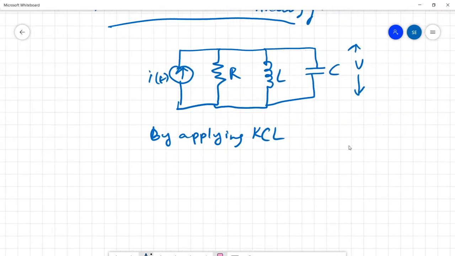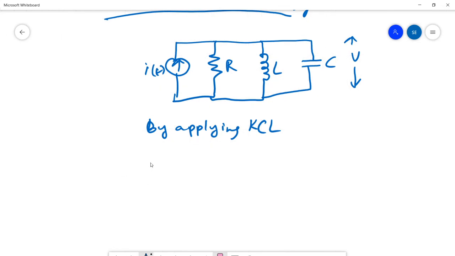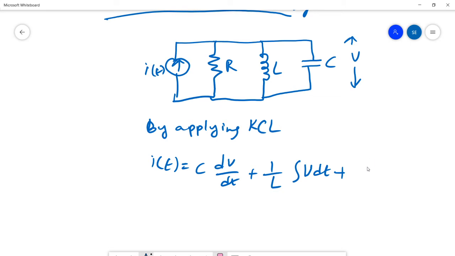What we get is I of t is equal to C into dV by dt. So we are writing in terms of voltage, right? Then for inductance it is 1 by L into integral V dt, plus for resistance, I equal to V by R, right? This is for individual elements, and the algebraic sum of individual elements we are writing, right?